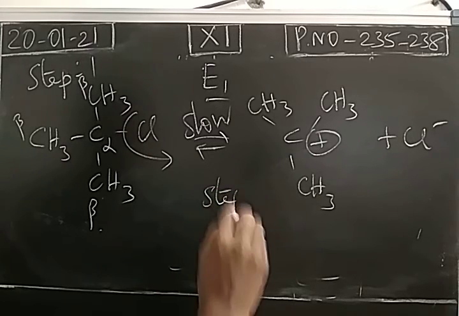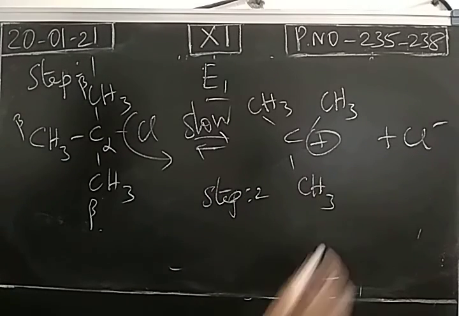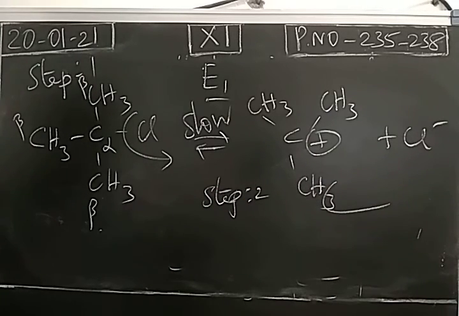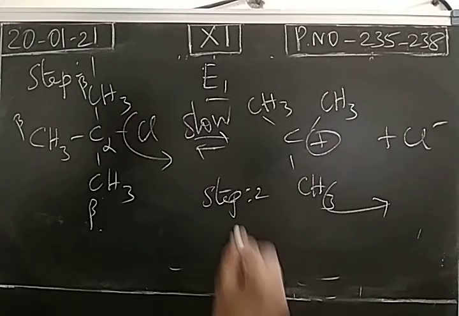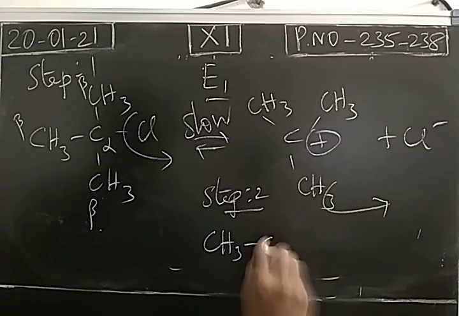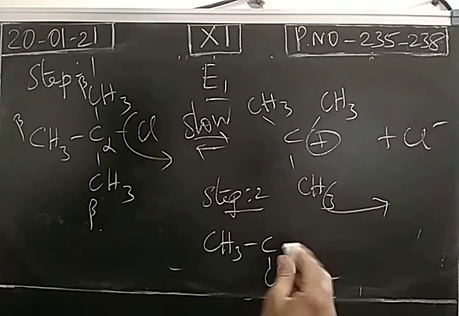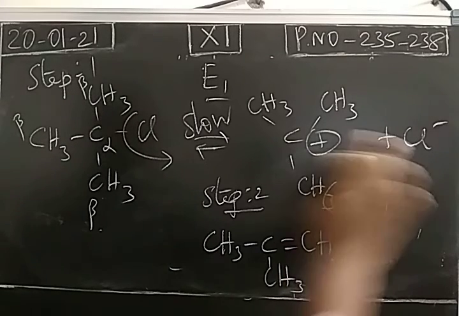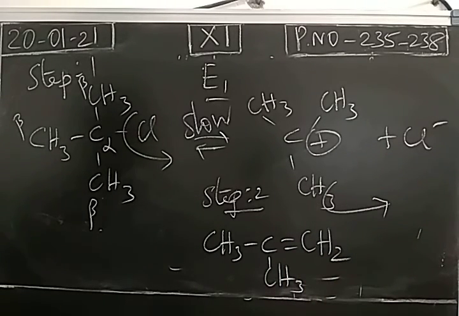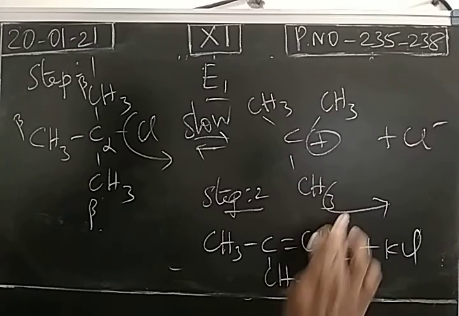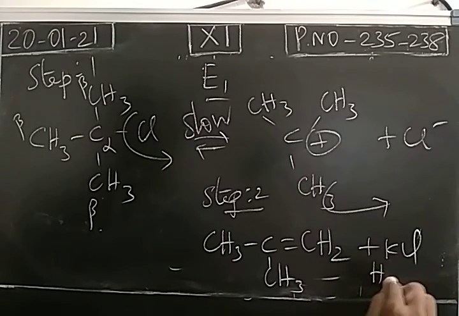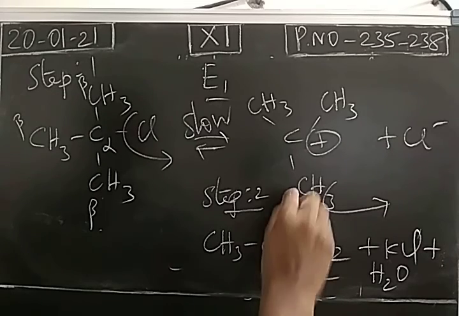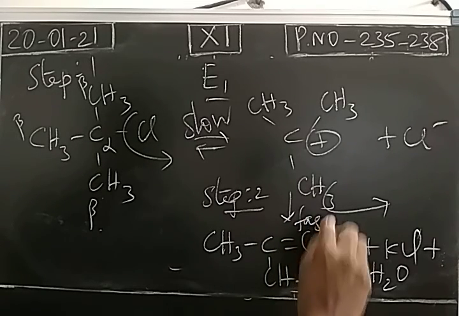Second step, the hydrogen will leave from the beta position. Okay. This is leaving as H plus. Hydrogen is leaving from the beta position. So we will get the alkene. Cl minus will combine with K plus, it forms potassium chloride. H plus will combine with OH minus, it forms water. So second step is a fast step.